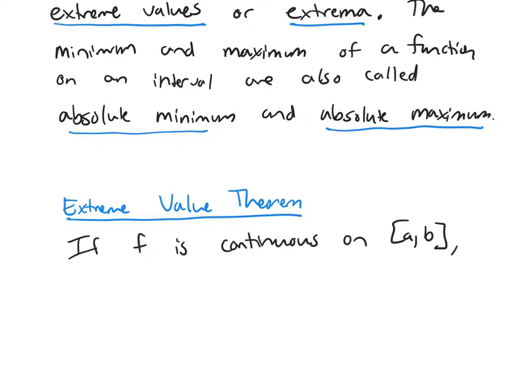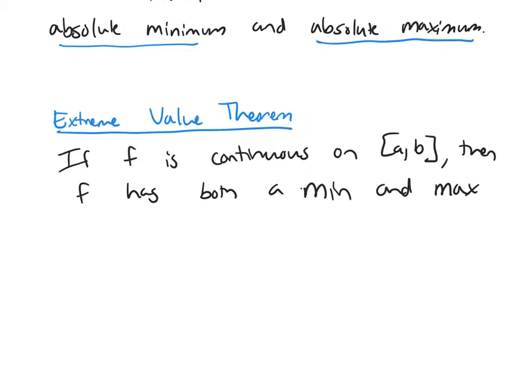If f is continuous on my interval a, b, then f has both a min and max on the interval. So it's really important that your function be continuous in order for you to be guaranteed to have a minimum and maximum value.